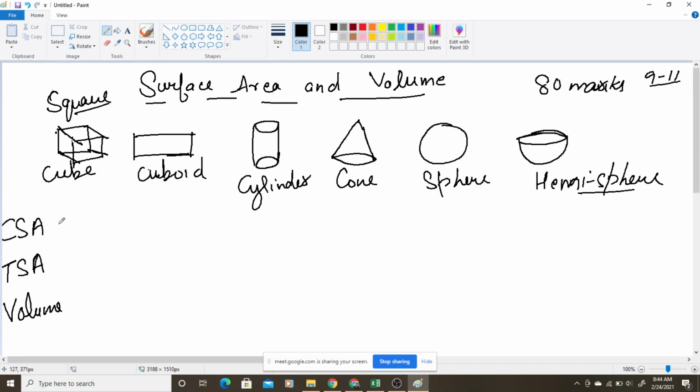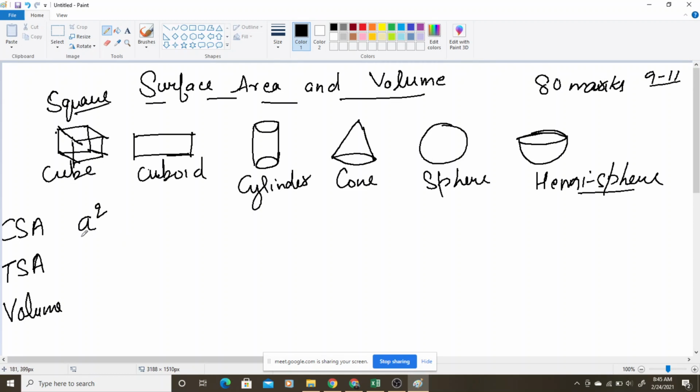So if you are finding the CSA, it means only the walls, only the sides that we call walls. But if you are finding the TSA, you include the top and bottom also. Like if you are sitting in a room, leaving out the top and bottom, you are seeing only 4 walls. Every wall has the area of a square, because every wall is in the form of a square.